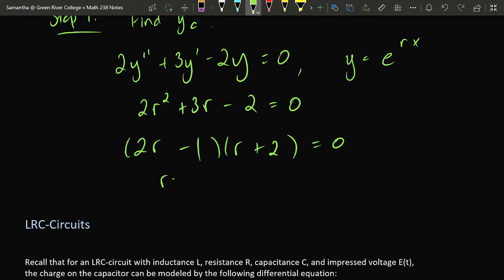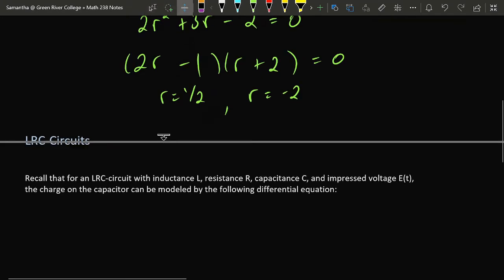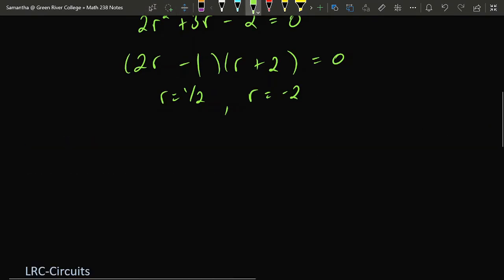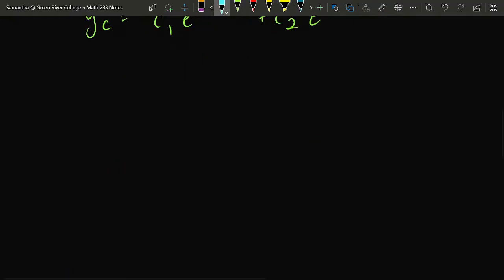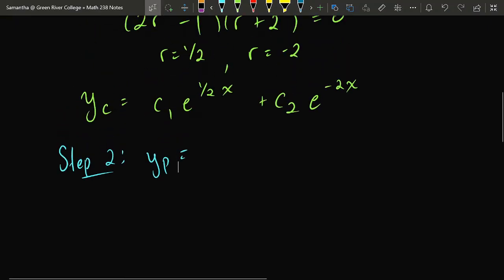So this leaves me with two r values, 1/2 and -2, which in turn gives me two linearly independent solutions from which I can construct my complementary function. C1 e to the 1/2 x plus C2 e to the -2x. Next step is to find one particular solution using the method of undetermined coefficients.